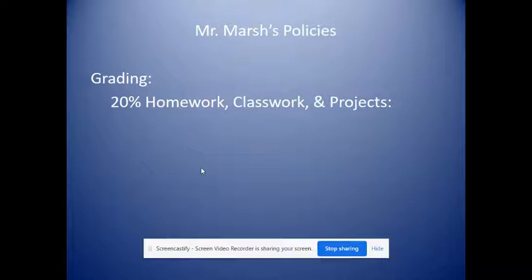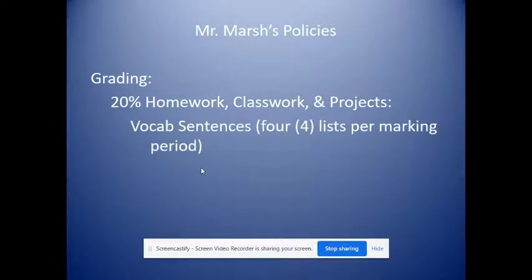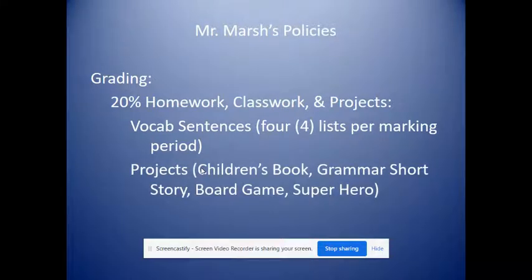And then the other 20% comes from our homework or classwork and our projects. We do vocab sentences with each list we have for each unit. We'll also do some projects. We've done children's books in the past, grammar short stories, board games. We make grammar superheroes and villains, anything to make grammar fun. And sometimes we'll have some in-class graded worksheets. I'll let the kids know that, hey, this is something I'm going to collect. And so that will also go into the category of homework or classwork.